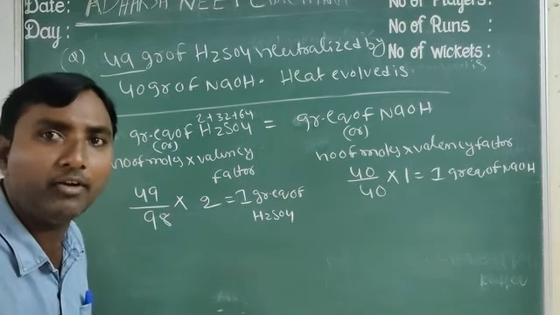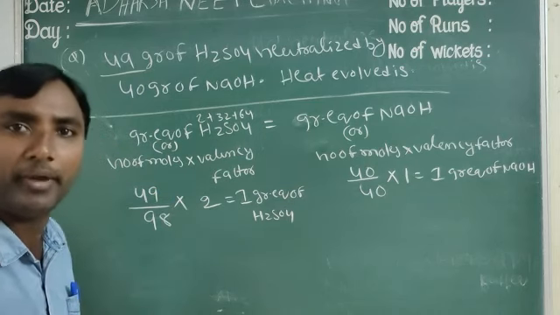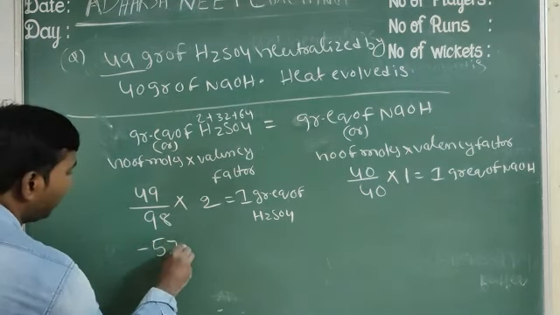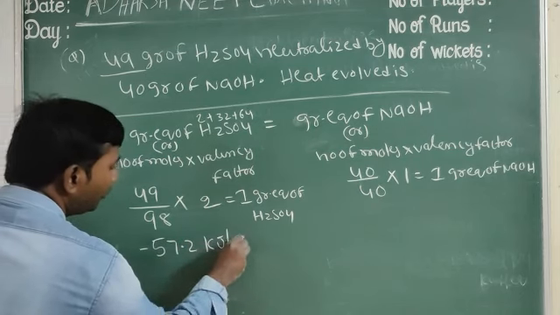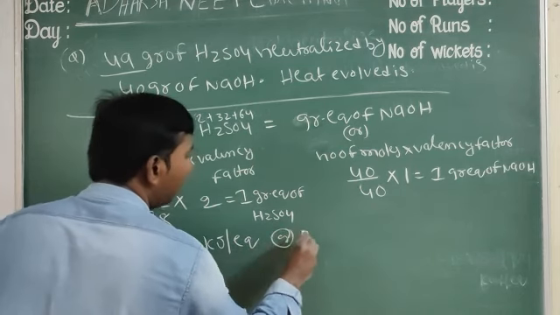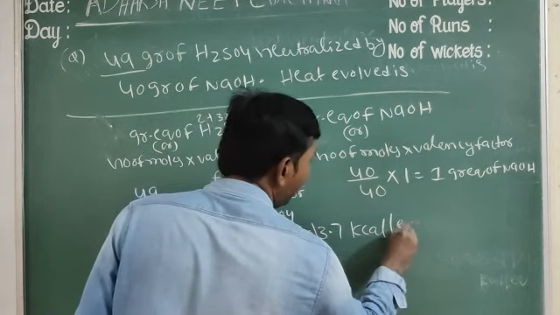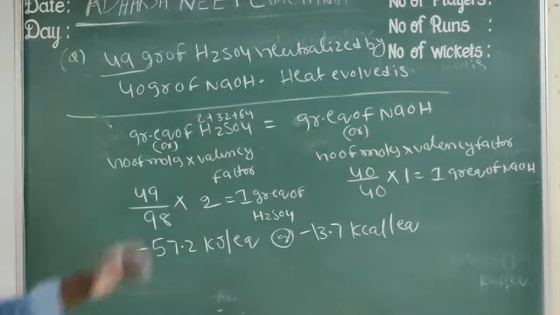1 gram equivalent of acid with 1 gram equivalent of base neutralization means how much energy? Minus 57.2 kilojoules per equivalent, or minus 13.7 kilocalories per equivalent. This is the answer.